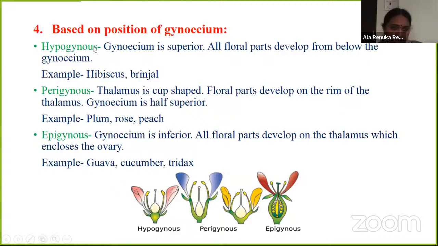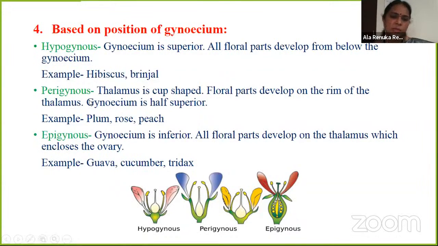So hypogynous: hypo means below. Hypo means below. Students, please don't get confused. Hypo means below. The flower is below. That means all other floral parts will be below the level of the gynoecium. So the flower is hypogynous.